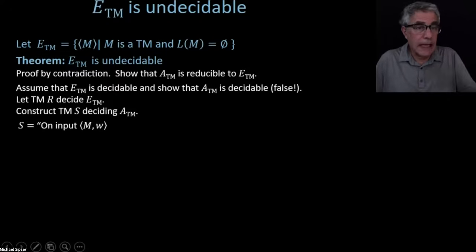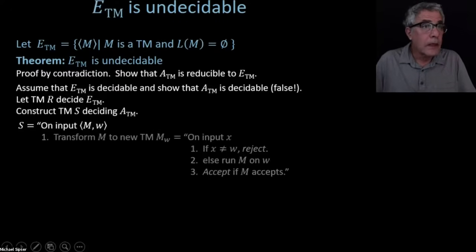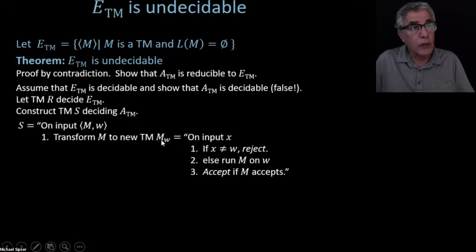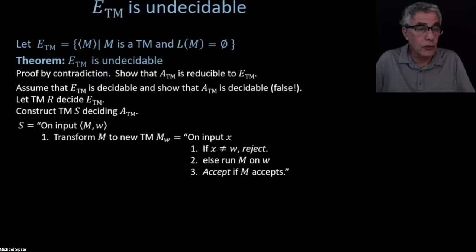So let me repeat that on the slide and write it down a little more formally. I'm going to transform M to a new Turing machine. I'm going to call it M sub W to emphasize the fact that this new machine depends on W. It's going to have W built in as part of the rules of the machine. So for a different W, we're going to end up with a different machine. This is a machine whose structure depends on knowing W.